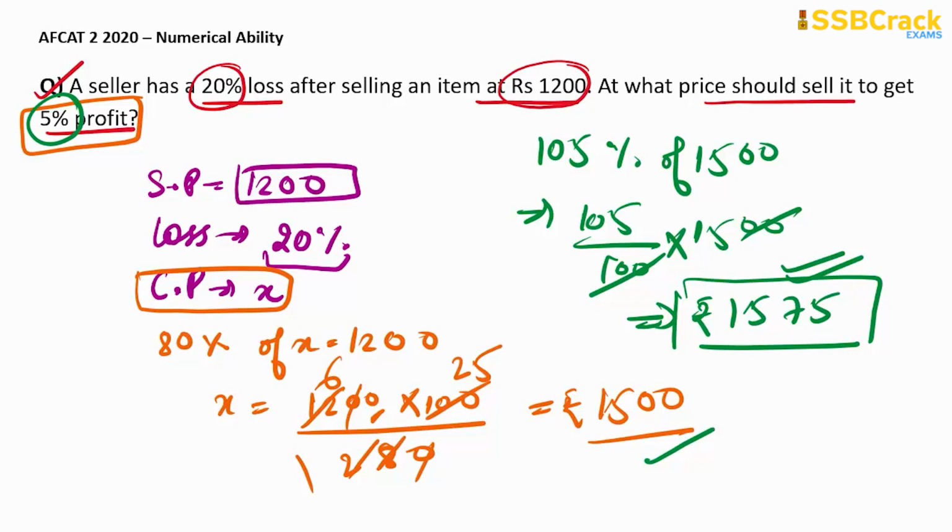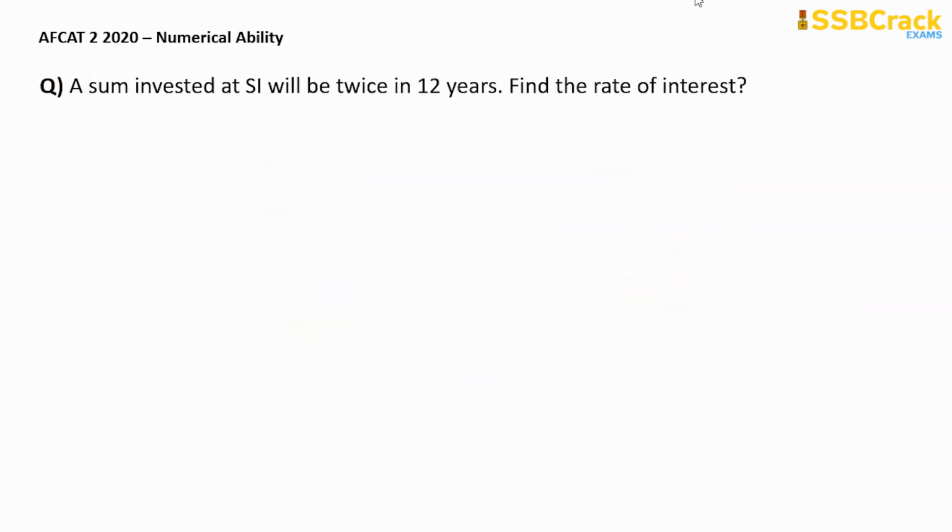So I hope this question is also clear to you. Now coming upon to next question. A sum invested at simple interest will be twice in 12 years. Find the rate of interest.